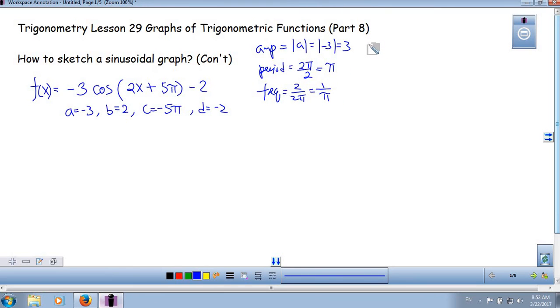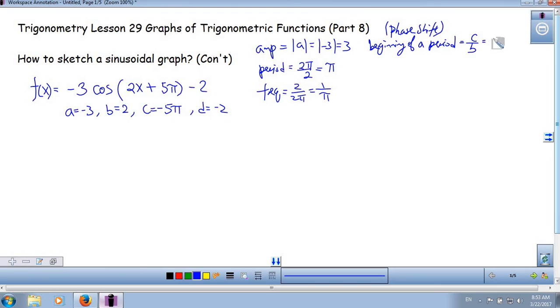Now the phase shift, which is the beginning of the period. I know I've been calling these two different things, beginning of period or phase shift, but they are actually the same thing for our purposes. So the phase shift is C over B. C over B, that means this is negative 5 pi over 2. So the phase shift is negative 5 pi over 2. We're going to be able to use that.